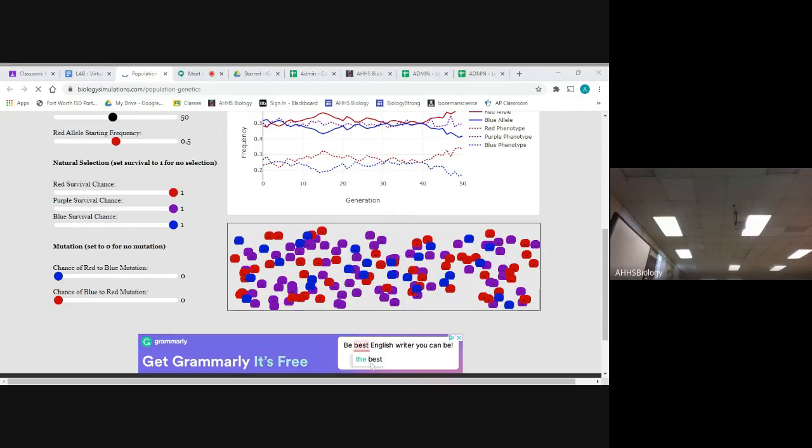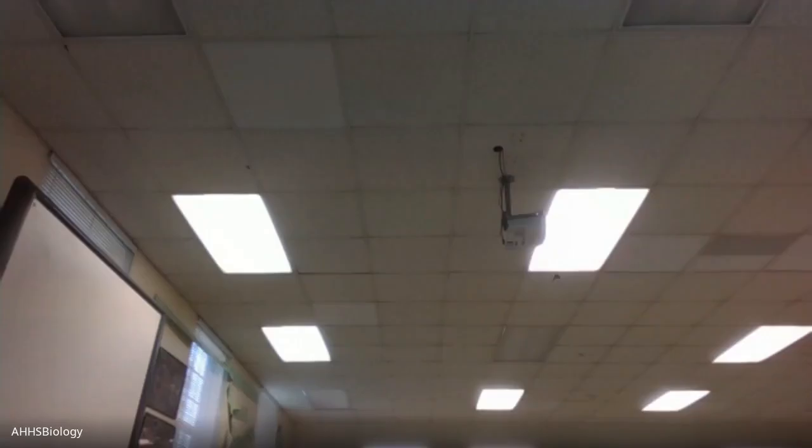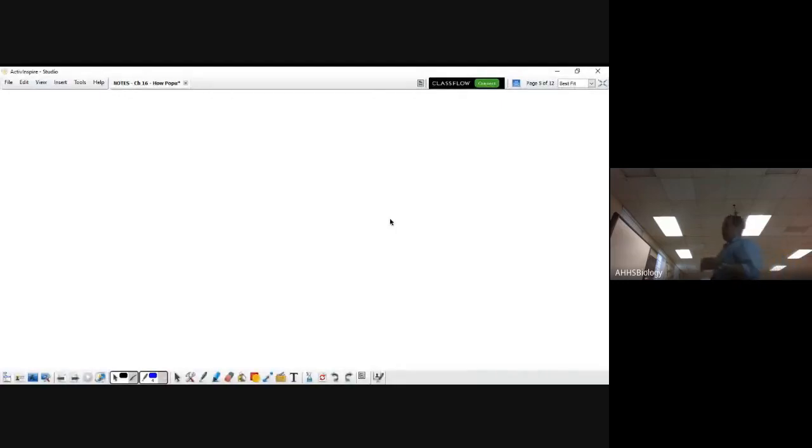Let me switch to this and that. There, present a window. Okay, so sickle cell anemia is a disease where your red blood cells become sickle-shaped because of a mutation. People that don't have either of these bad alleles don't have sickle cell anemia. People that have both of these alleles do have sickle cell anemia.